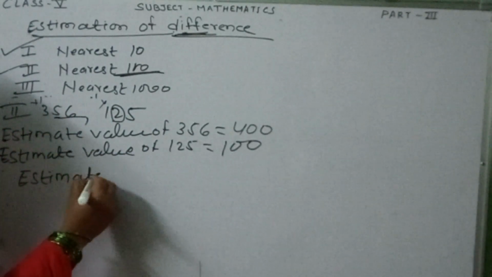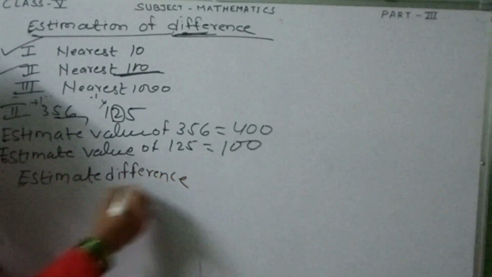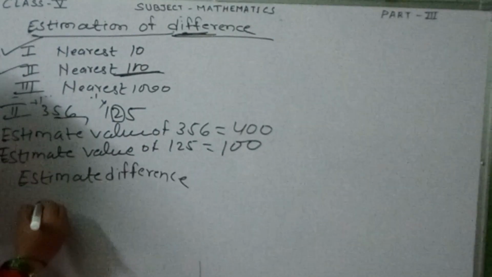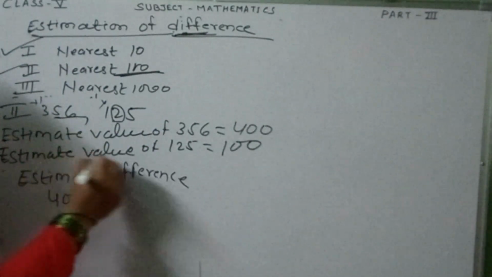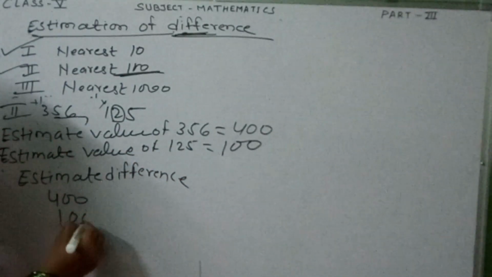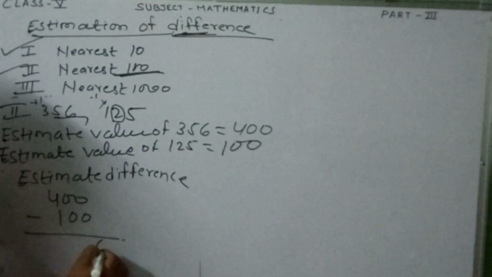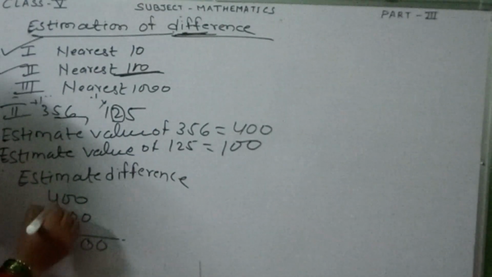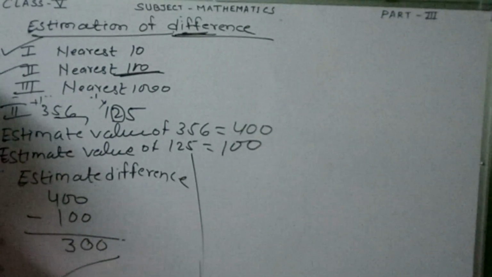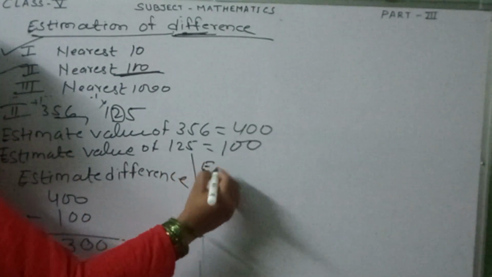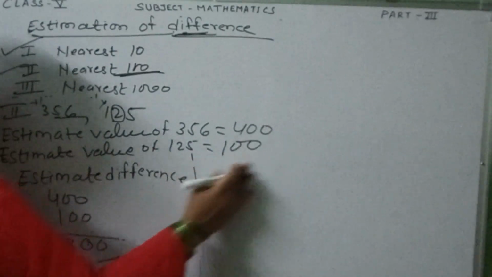Estimate difference. What is the estimate difference of 356 and 125? The estimate value of 356 is 400 and the estimate value of 125 is 100, and for the difference we have to subtract. 0 minus 0 is 0, 0, 0, then 4 minus 1 is 3. That is the estimate difference, and now we have to find the actual difference.